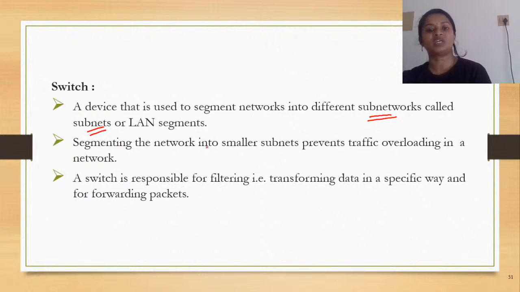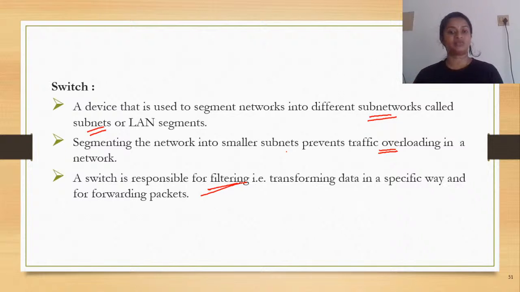Now, when you're segmenting the network into smaller subnets, what happens? It prevents traffic overloading in a network. So you can prevent traffic overloading in a network if you segment it into smaller subnets. And what is the other functionality of the switch? It helps in filtering. Filtering means transforming data in a specific way and forwarding the packet. What does a funnel do? When you pour impure water through a funnel with a filter paper, the filter paper absorbs all the impurities and just lets the liquid flow through, right? Similarly, the switch takes on the responsibility of filtering.